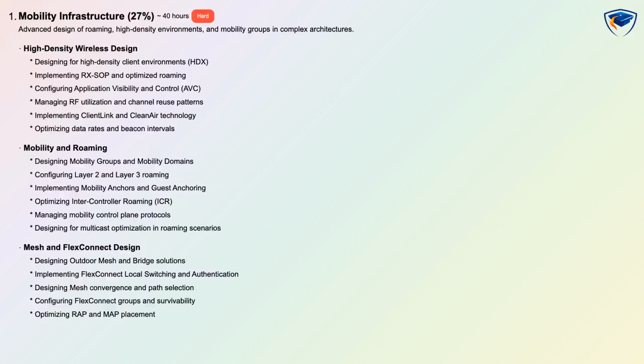beacon intervals. Then design mobility and roaming with Layer 2 and Layer 3 roaming, mobility anchors, guest anchoring and intercontroller roaming. Finally, cover mesh and Flex Connect design including outdoor mesh solutions, Flex Connect local switching, convergence and wrap and map placement to ensure survivability and performance.